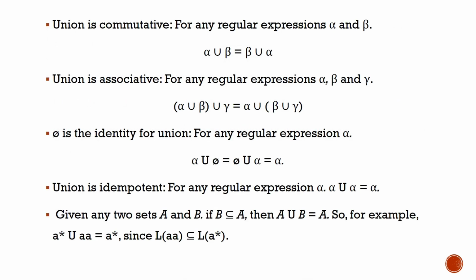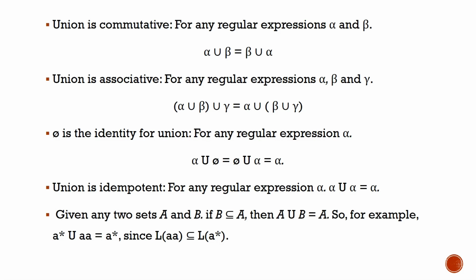To prove or to manipulate the regular expressions, we use some basic mathematical laws. The first law is the commutative law. The commutative law says that alpha union beta is equivalent to beta union alpha. Similar to addition, 2 plus 3 is equal to 3 plus 2, or in multiplication, 2 star 3 is equal to 3 star 2. That law we call the commutative law. The same law applies for regular expressions also.